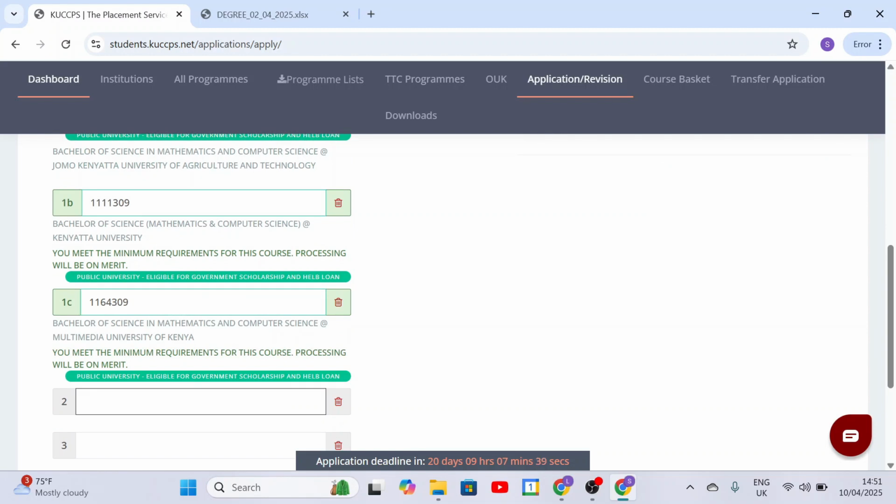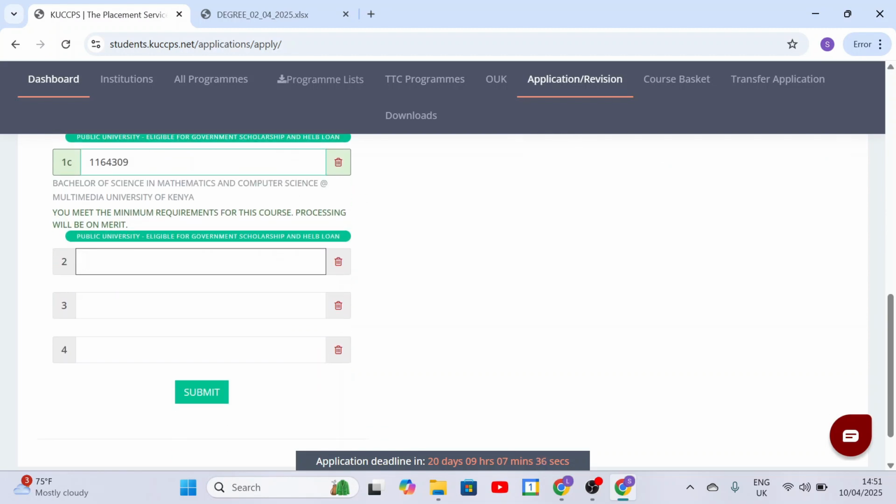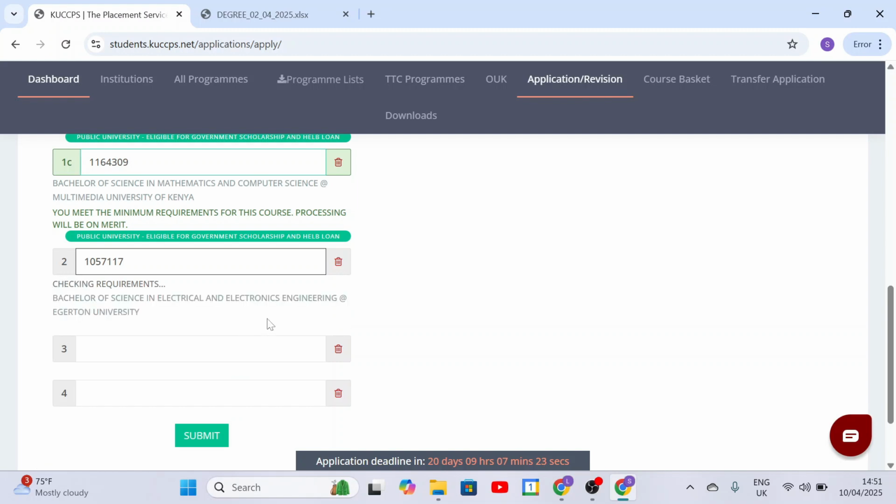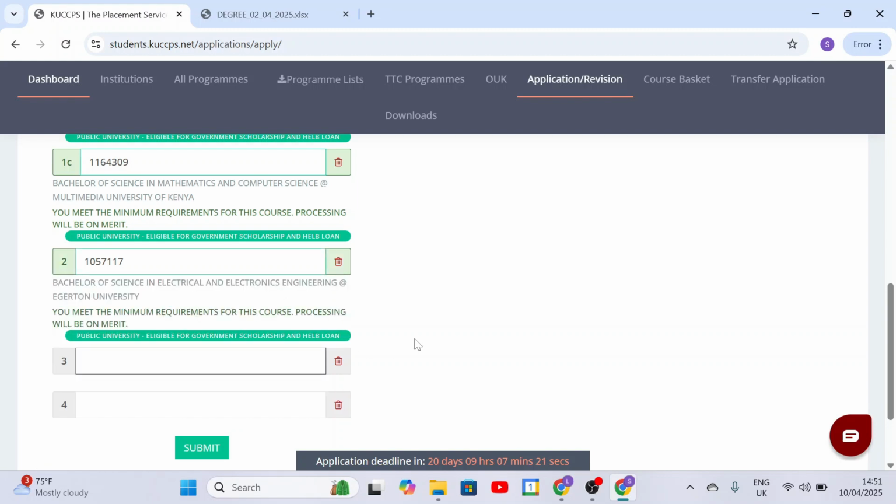Then I can select other courses here. For instance, I can select 105, 717, 117 there. Good. I can go on to select another course here, that is mechanical engineering. Remember, it is already in my basket. I had already shown interest that I want to do it. 114. This becomes Egerton University. 616.